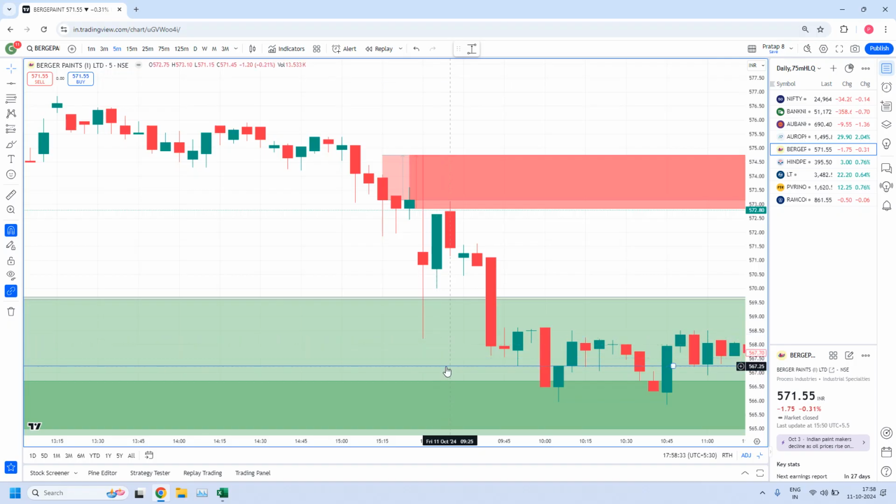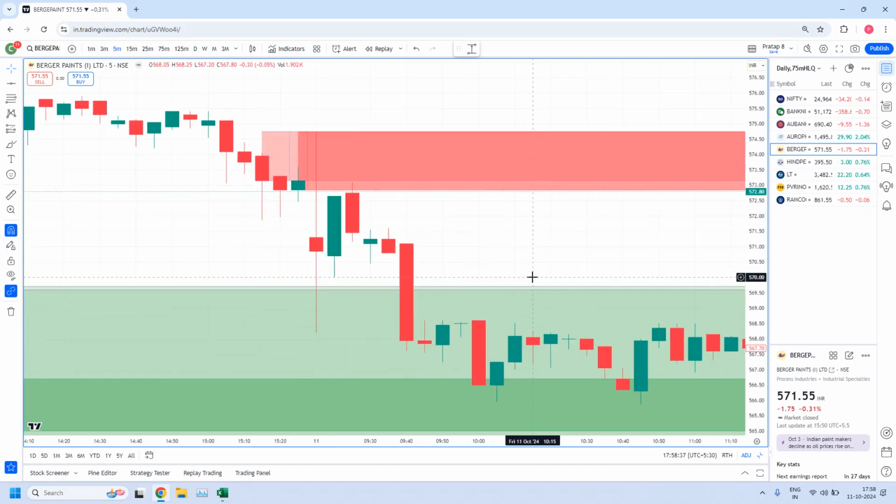Let me delete these blue color lines. Now we got the entry. At 10 o'clock prices, you got the entry. It went up to here and moved up. And once again prices reached.